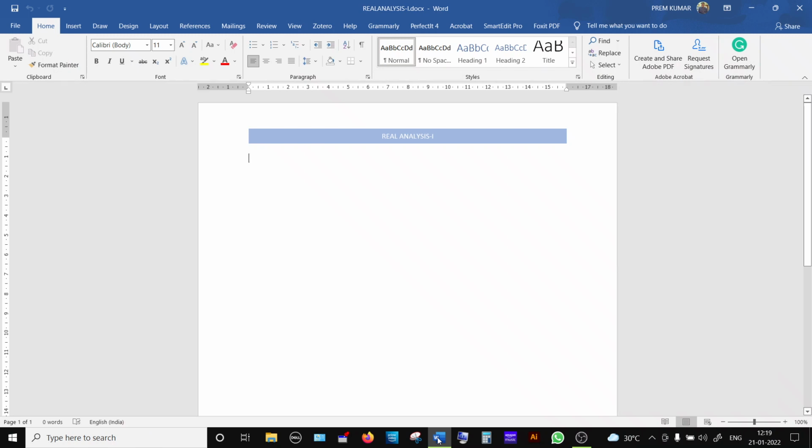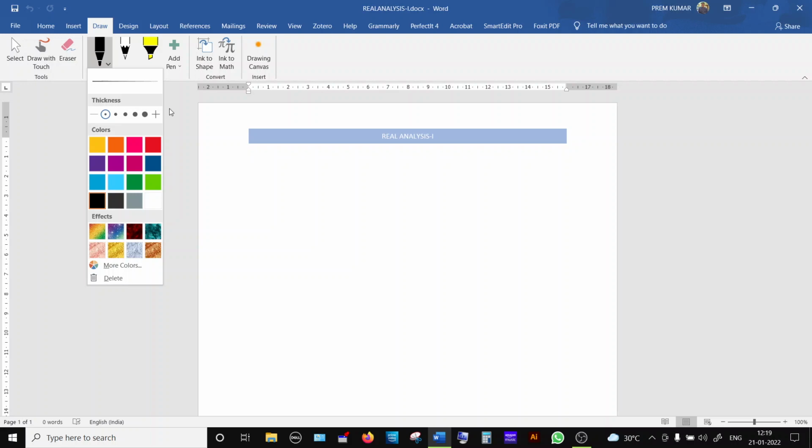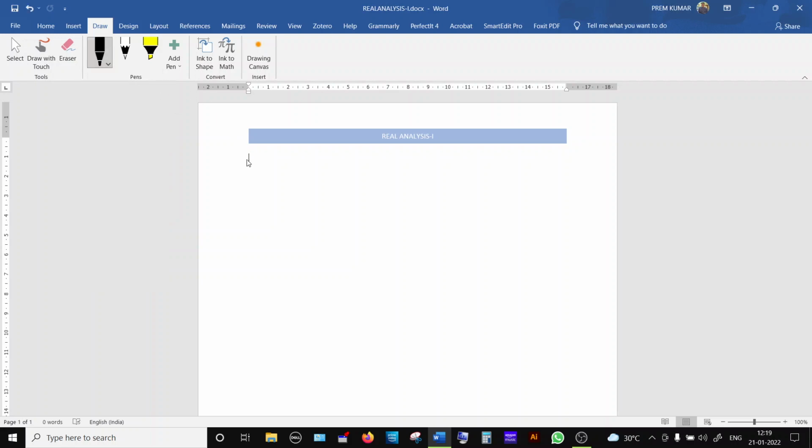Students, now we shall discuss the last topic in Unit 5, that is discontinuous functions in the real line. Discontinuous functions.